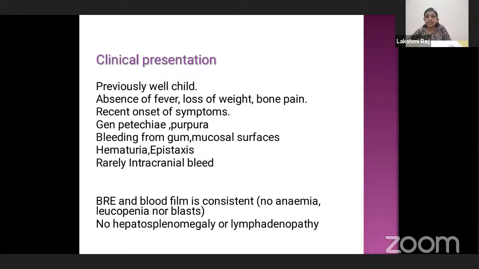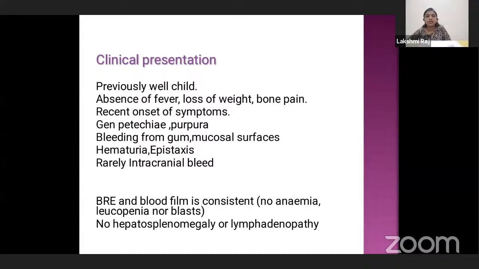There will be generalized petechiae, purpura, and there will be bleeding from gums and mucosal surfaces. So purpura and petechiae are skin bleeds. If it is less than 3 millimeter, it is known as petechiae, and more than 3 millimeter, it is known as purpura, till 10 millimeter. And there will be mucosal bleeds also. Apart from skin bleeds, there can be mucosal bleed, that is from gum, from other mucosal surfaces, epistaxis, hematuria, and rarely intracranial bleed. So severe bleeding like intracranial bleed is very rare, less than 3% only.